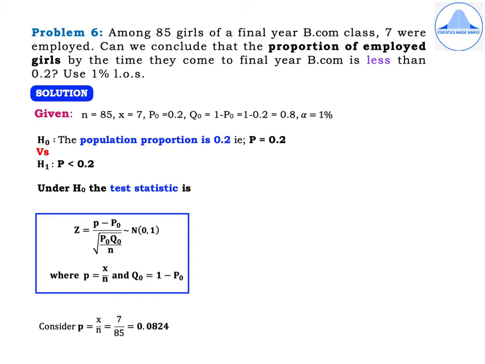H naught, the population proportion is 0.2, that is capital P is equal to 0.2, versus H1, P is less than 0.2. Because in the question they have mentioned that you have to check that the proportion of employed girls by the time they come to final year BCom is less than 0.2. So this particular test is a left tail test.